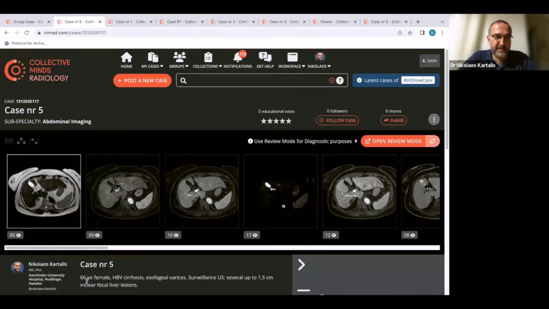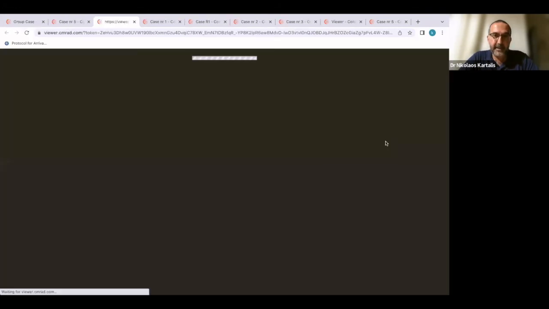So we have a 66-year-old female with HBV cirrhosis and esophageal varices. Surveillance ultrasound has shown several focal liver lesions, up to 1.5 centimeters, that are unclear. My apologies for that. So ultrasound: several lesions up to 1.5 centimeters. So let's see the images.